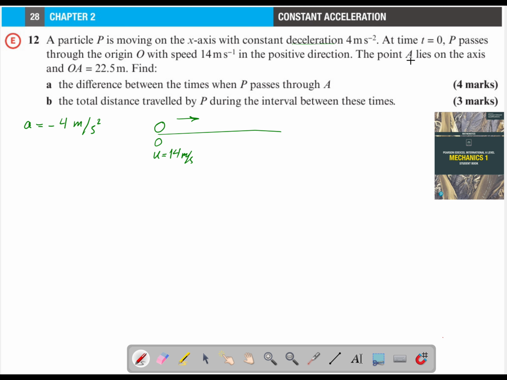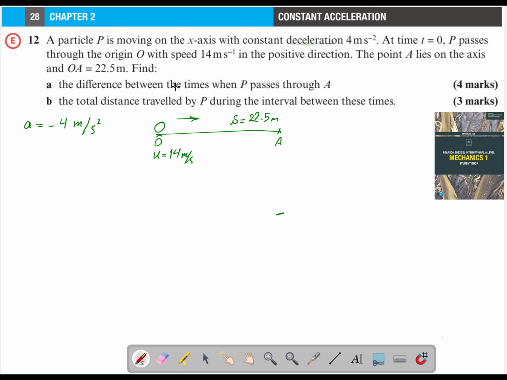The point A lies on the axis and OA equals 22.5 meters. Okay, imagine the second point is here and the distance between O and A equals 22.5 meters.